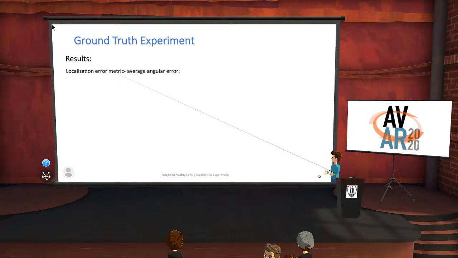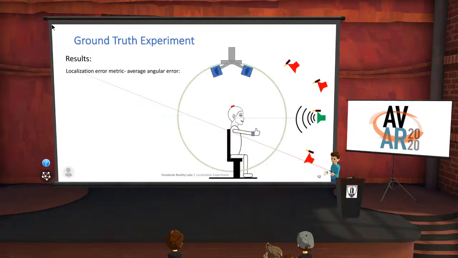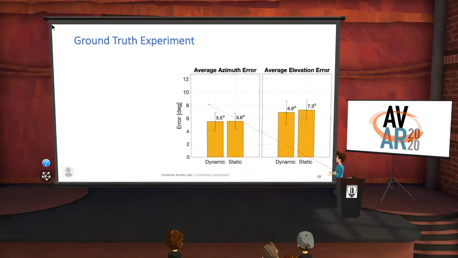So for the results, we looked at the average angular error. This means that if this green loudspeaker is playing, and the subject points to somewhere on the sphere, then the spatial angle between these 2 points relative to the center of the head is the error, and we're averaging it across all the repetitions and all directions for each subject. So this is what we see here, split into azimuth and elevation error in degrees. We see the average results across subjects, and the error bars are the standard deviation between subjects.